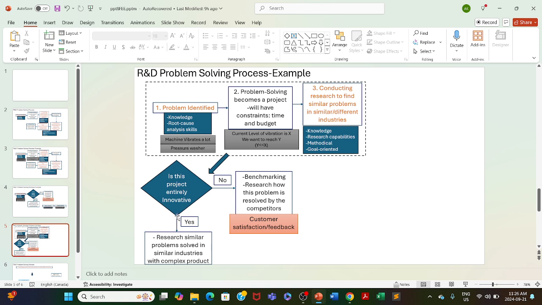we go to either benchmarking or researching how this problem is solved by the competitors in the same industry. And if it's a totally innovative project, then we have to come up with similar problems solved in similar industries, not the same industry but similar industries with complex products. If we can perform these two steps, we are done with conducting research for this step as well.